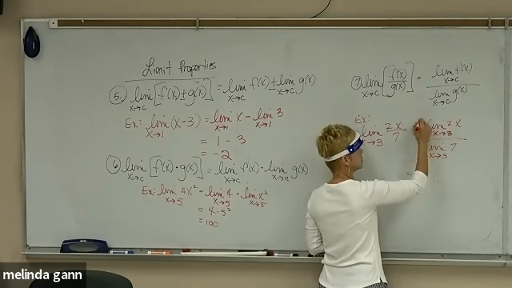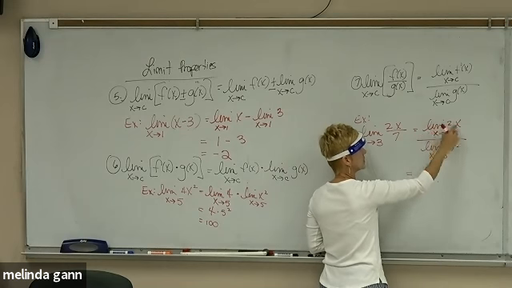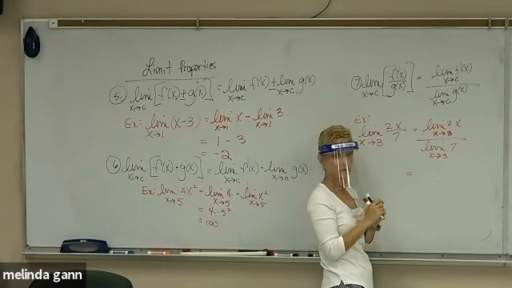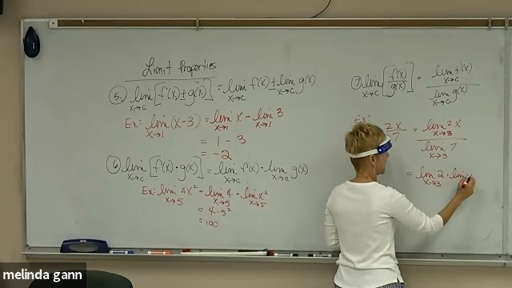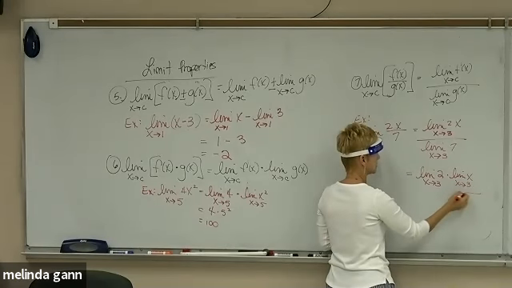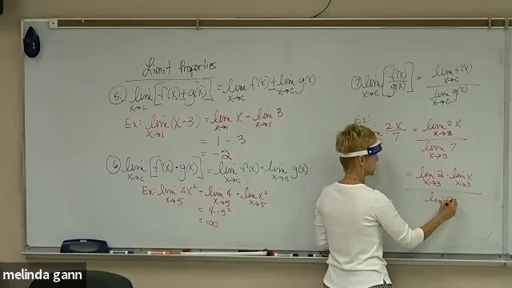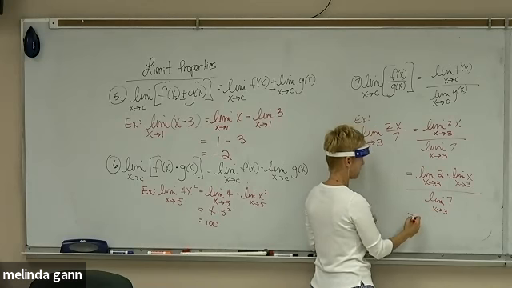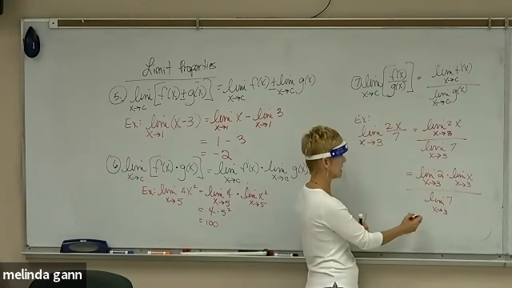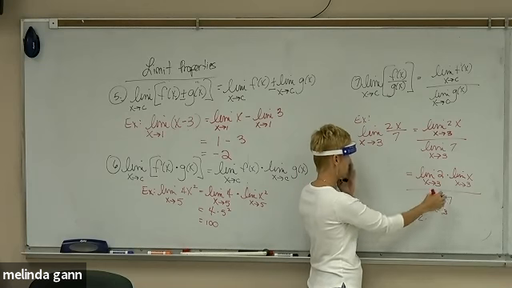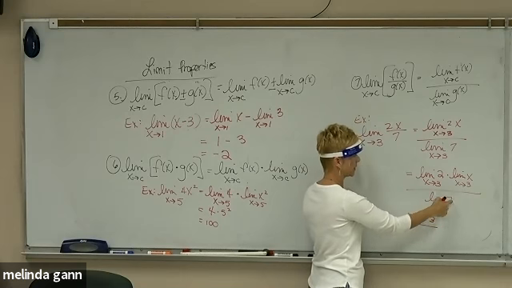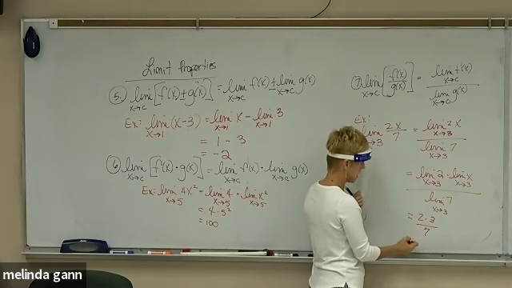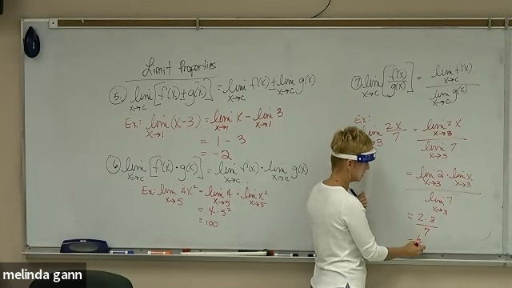Would you take the 2 and pull it in front, or would you do the limit of the 2 times the limit of the x? All right. Limit of 2. Limit of x. Limit of 7. What's the limit of a constant? It's that constant. The limit of x as x approaches 3 is 3, and the limit of a constant is still the constant. So I get 6 over 7.